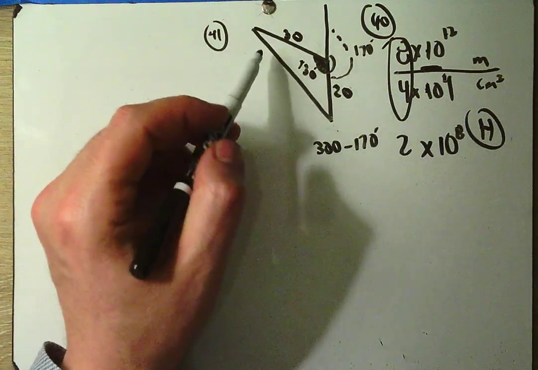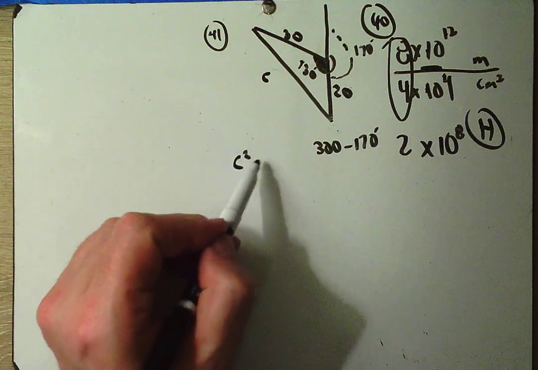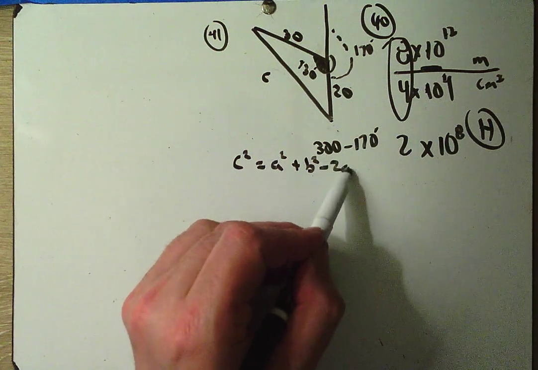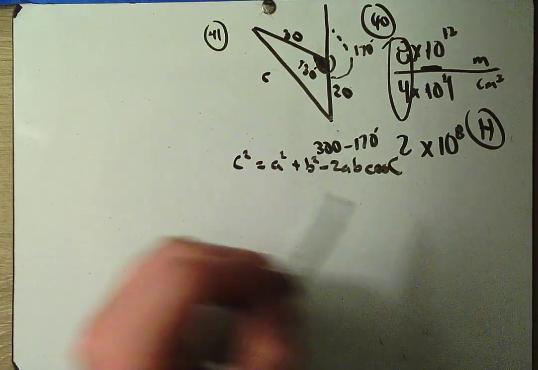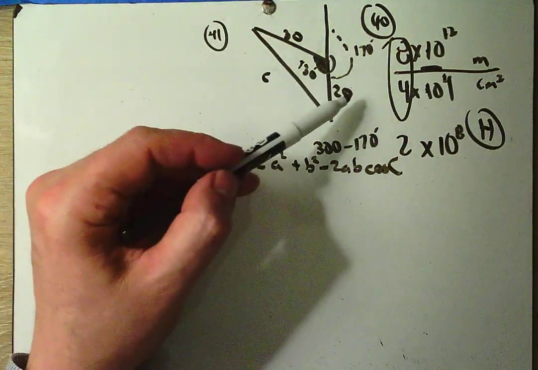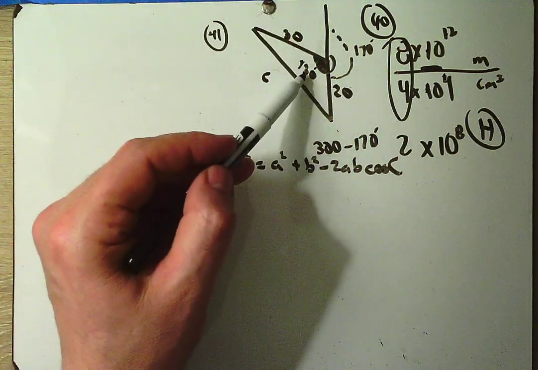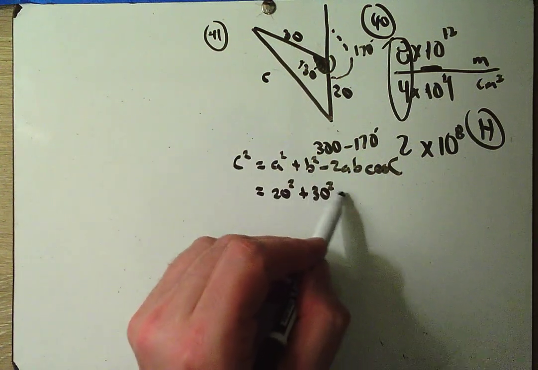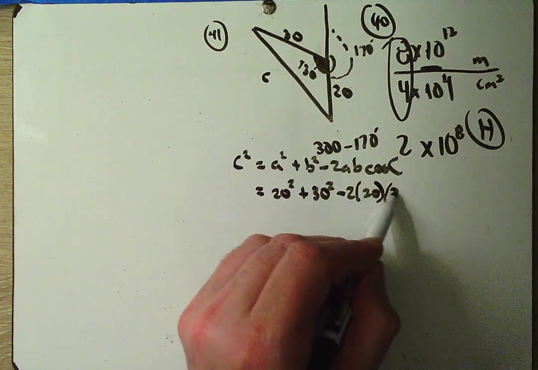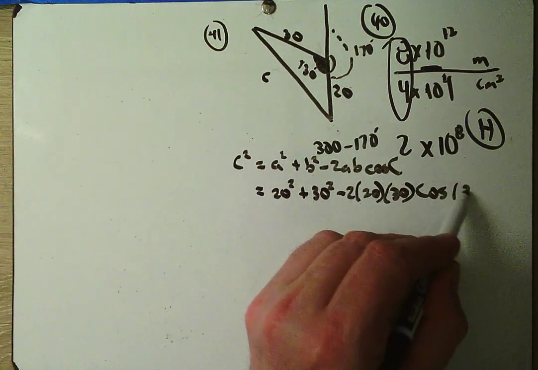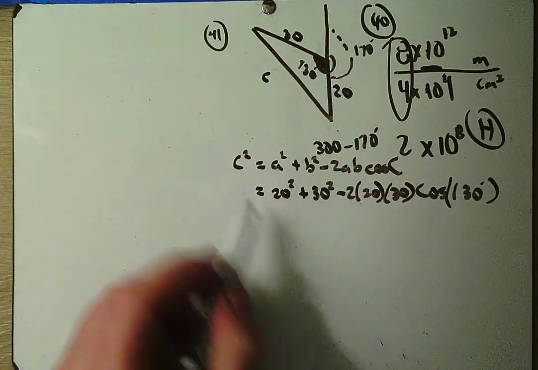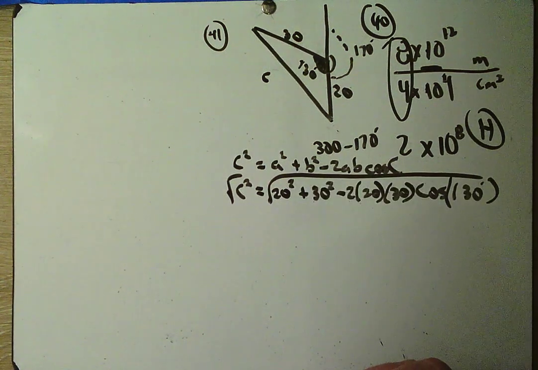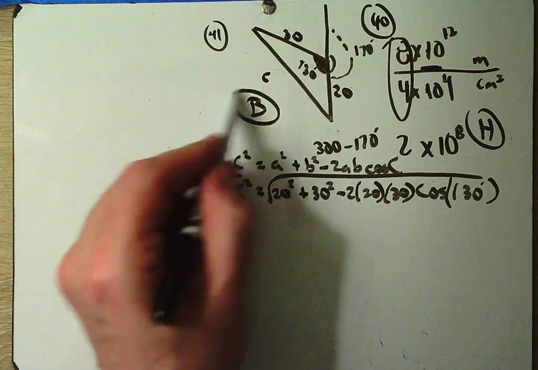Remember, the law of cosines in parentheses up there says that c squared equals a squared plus b squared minus 2ab cosine c. Well, let's plug in what we know. A is 20, B is 30, and angle C is 130. So I'd have 20 squared plus 30 squared minus 2 times 20 times 30 times cosine 130. But that's c squared. I need c, so I have to take the square root of both sides. And when I look at my choices, I notice that B is my only option.